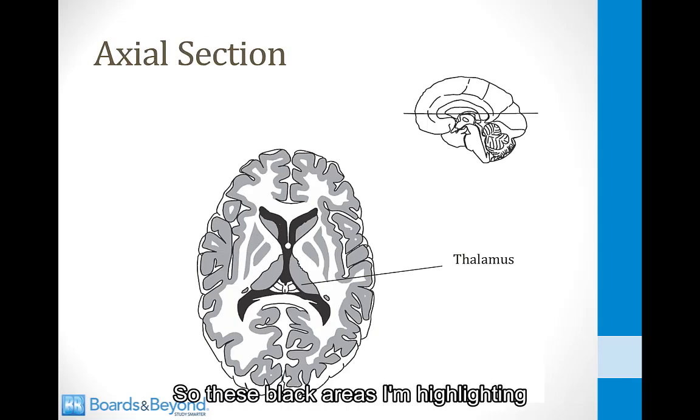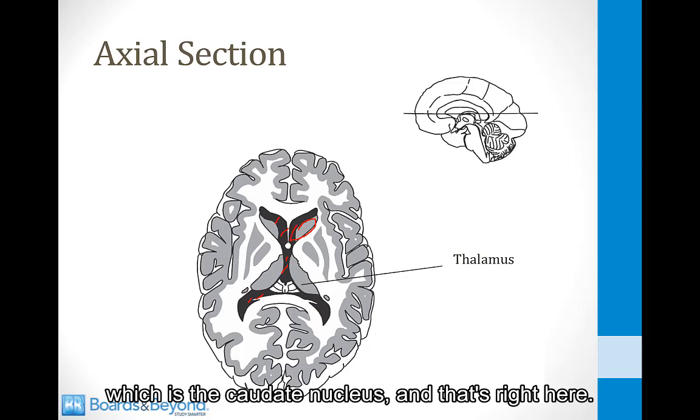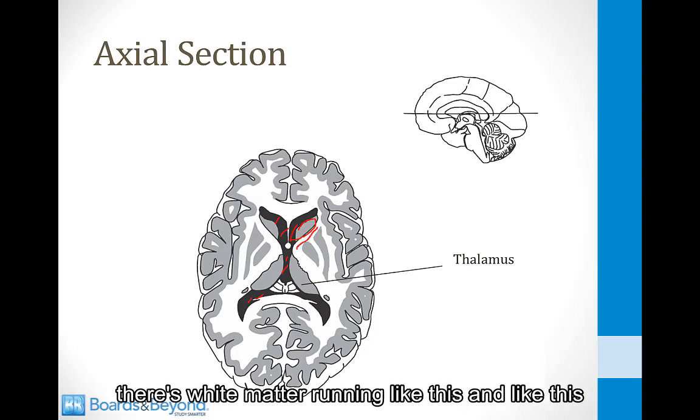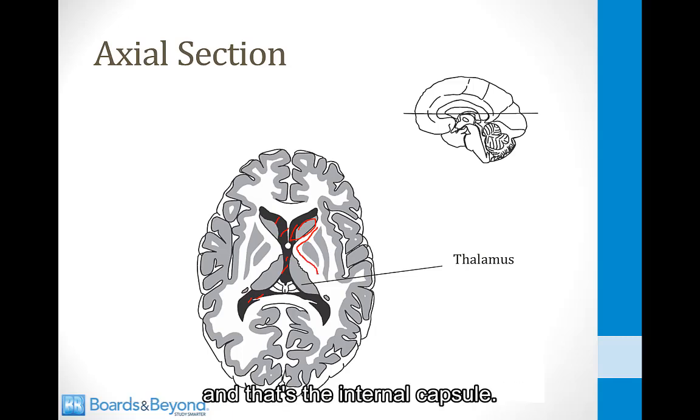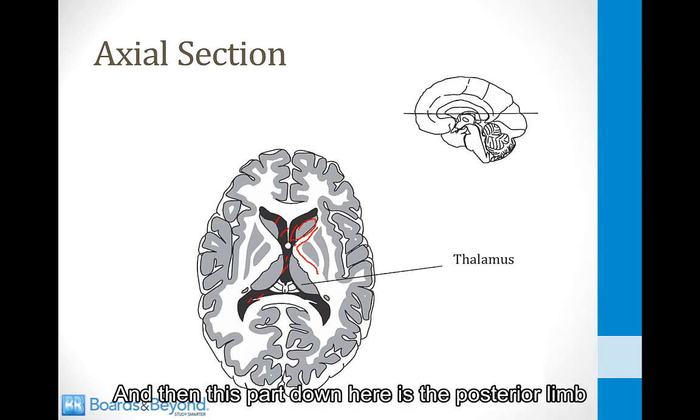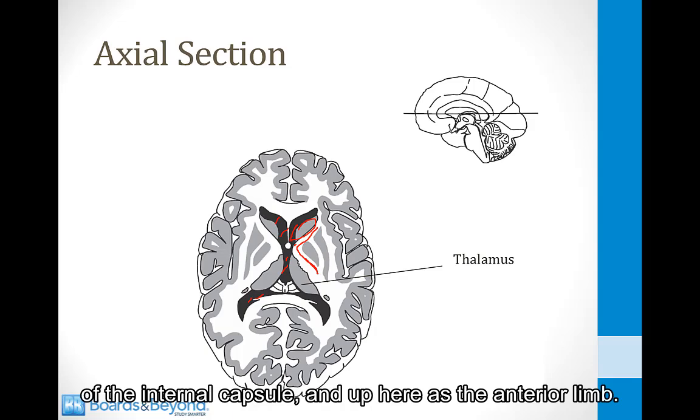So these black areas I'm highlighting are the lateral ventricles. And once again, up at the top of the screen next to the lateral ventricles is a structure which is the caudate nucleus, and that's right here. And also, once again, next to the caudate nucleus, there's white matter running like this, and that's the internal capsule. The part where it bends is called the genu. Genu means a bend, and then this part down here is the posterior limb of the internal capsule, and up here is the anterior limb.